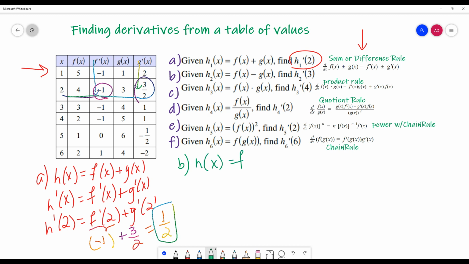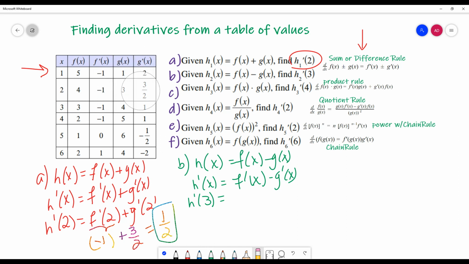All right, next one. H of x is equal to f of x minus g of x. So first find the derivative. Find the derivative first, then plug in the number. I cannot stress that enough. Okay, so you have to find the derivative first. Now, when I plug in the 3, again, you're just looking. Oops, didn't mean to scribble on that. I gotcha. Okay.